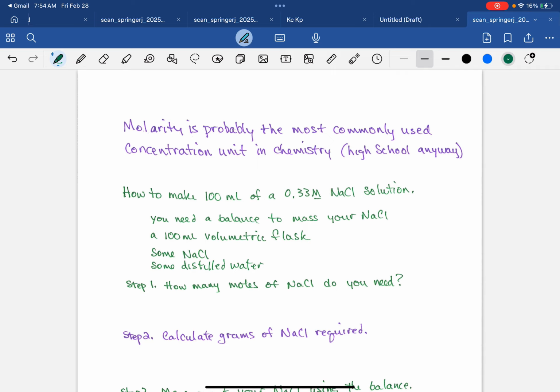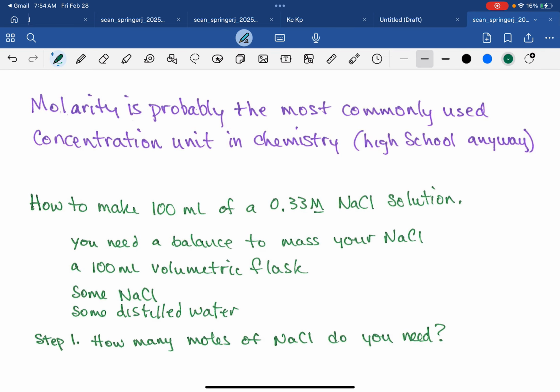So molarity, like I said, is probably the most commonly used concentration unit, at least in high school chemistry. And so how would you make 100 milliliters of a 0.33 molar sodium chloride solution? Well, you're going to need a balance to measure your NaCl, a 100 milliliter volumetric flask, which if you've not ever seen one of those, that's a pretty handy piece of equipment to have. You can look that up if you have not seen one. You're going to need some sodium chloride and some distilled water.